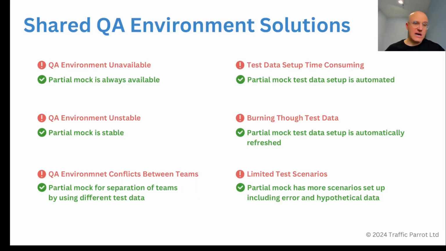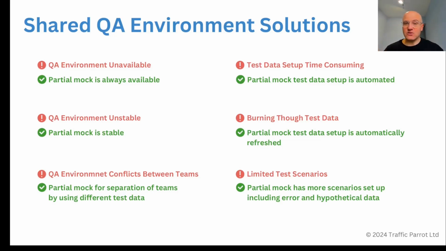Okay, why or how does that solve those problems? Well, first of all, if the environment's unavailable, the partial mocks are always available. If the environments are unstable, the partial mocks are stable, they are under your control. The environment conflicts between teams: how is that problem solved? Well, partial mocks allow for separation of teams by using different sets of test data. You can segment the test data.